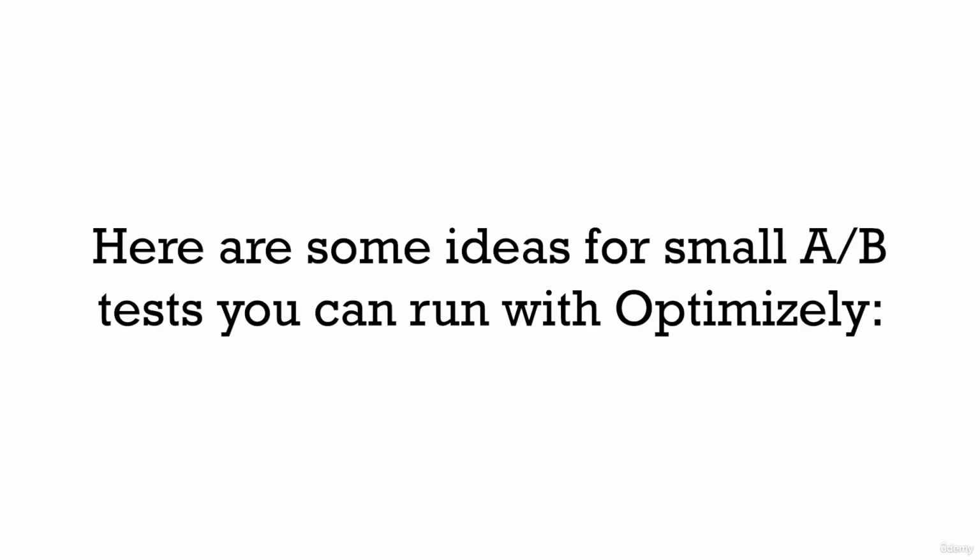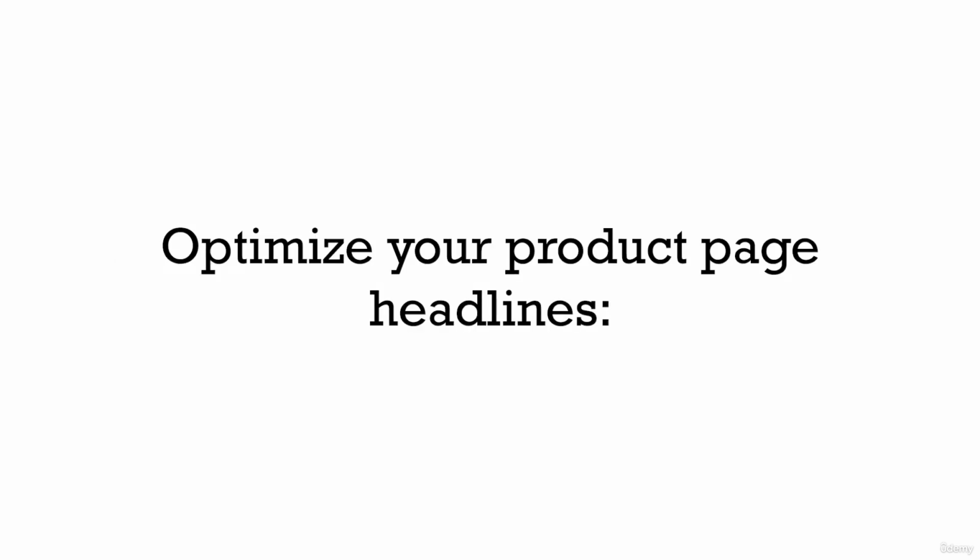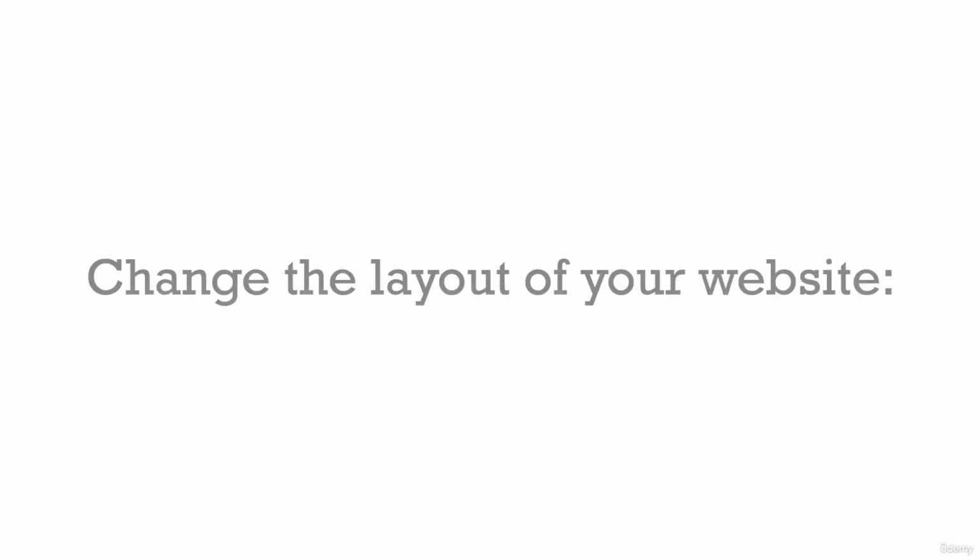Here are some ideas for small A/B tests you can run with Optimizely. Try different call to action, CTA, buttons. Experiment with different button text, colors, and placements to see which ones get more clicks. Optimize your product page headlines. Test different headlines to see which ones generate more sales. Change the layout of your website. Try different layouts to see which ones lead to better conversion rates.